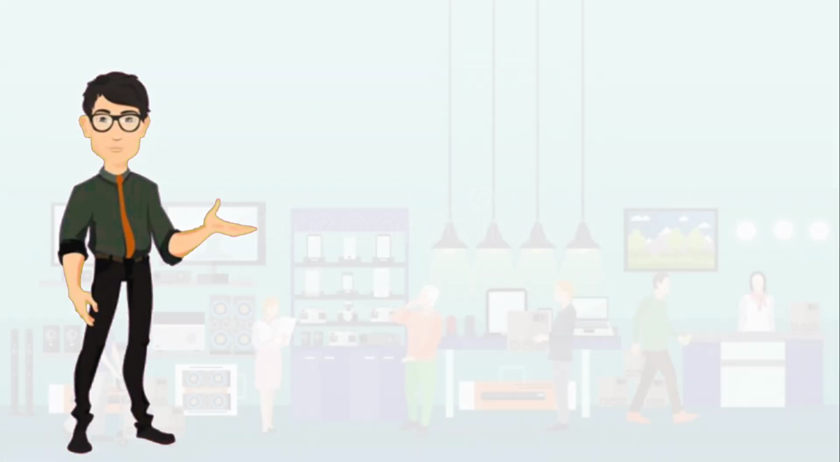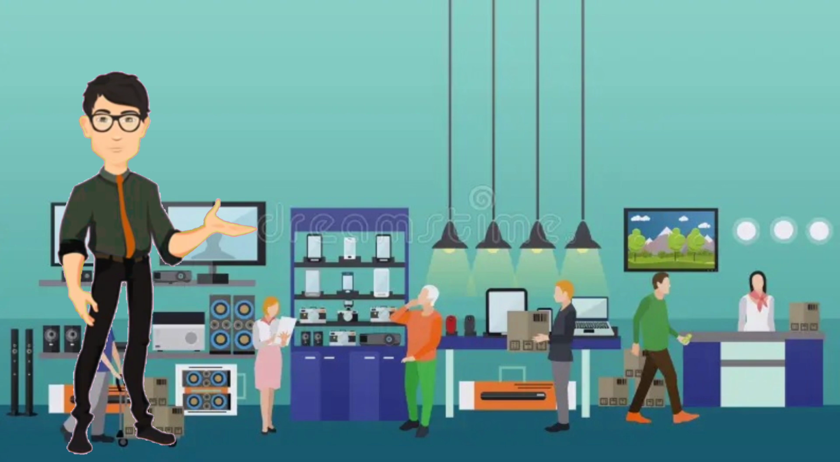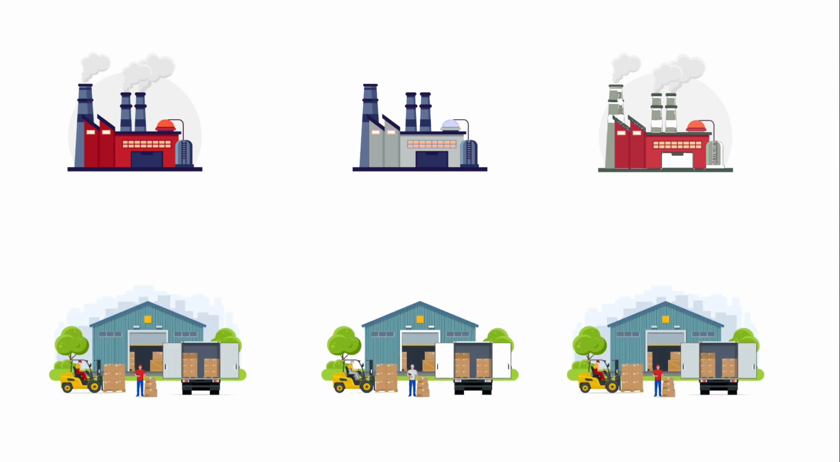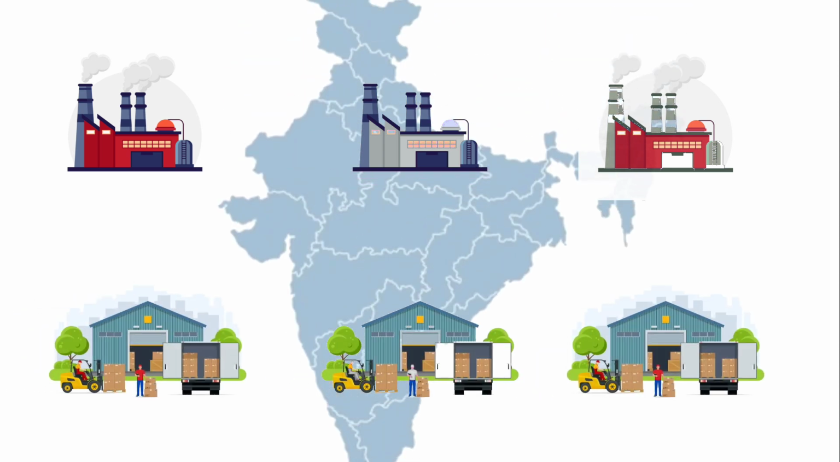Let's get started. Let's explore how a leading electronics manufacturing company plans the distribution of its products from its 3 factories to its 3 distribution centers across India, all while aiming to minimize transportation costs.